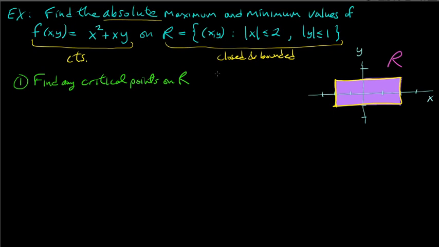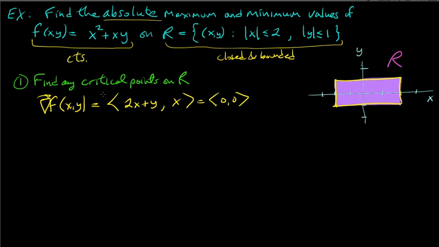All right, so how do we find the critical points? The usual way. Take the gradient and set it equal to 0. The gradient is 2x plus y, and then just x. If you set the first component equal to 0, you get 2x plus y equals 0. If you set the second component equal to 0, you get x equals 0. But if x is 0, then y is 0. So there is only one critical point: 0, 0, the origin, right here in the middle.